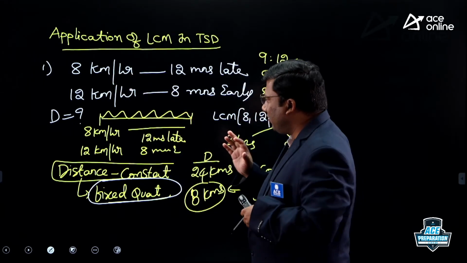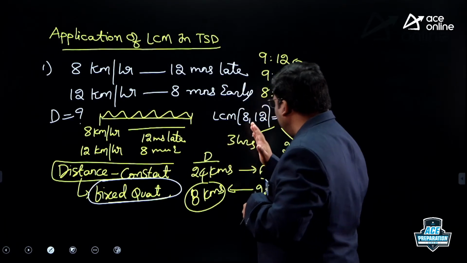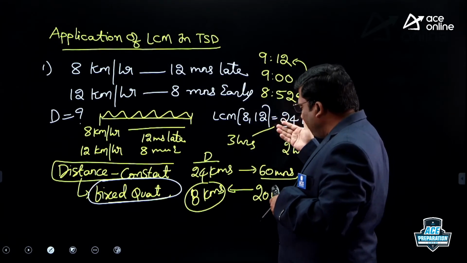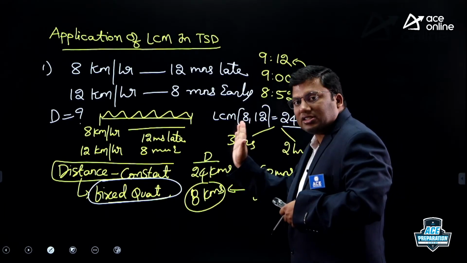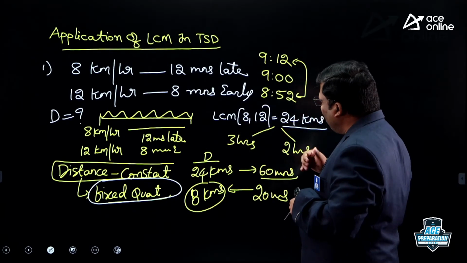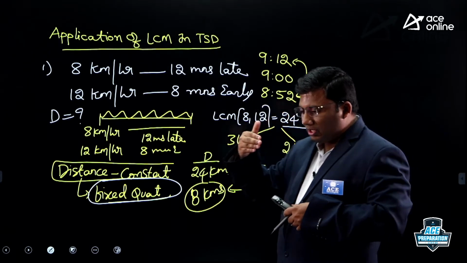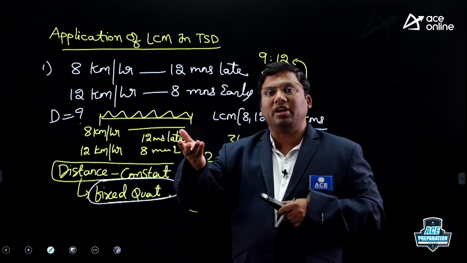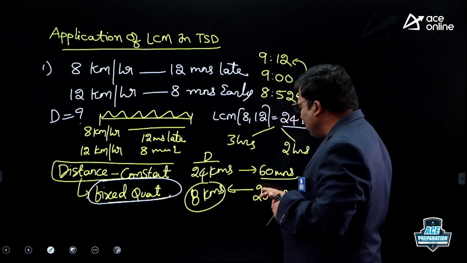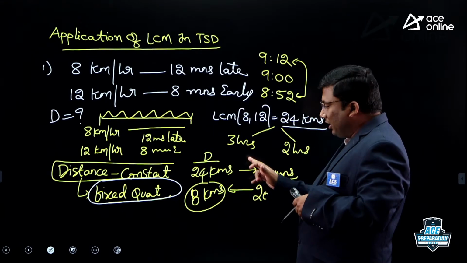Day 1, 3 hours. Day 2, 2 hours. The gap is 1 hour, which is 60 minutes. In 60 minutes the distance is 24 kilometers. But according to the question, 12 minutes aage, 8 minutes piche: 12 minutes forward, 8 minutes backward. It is 20. 60 by 3 is 20.